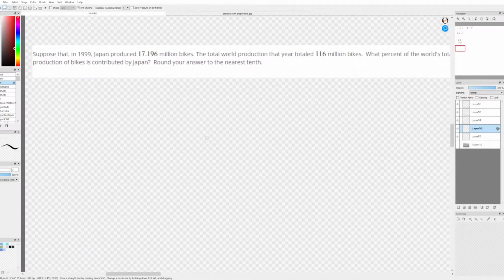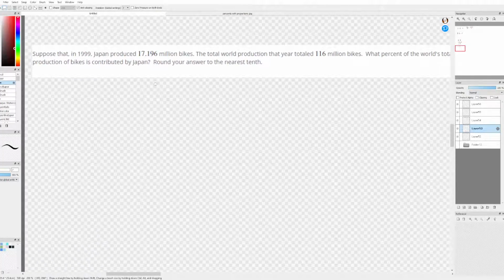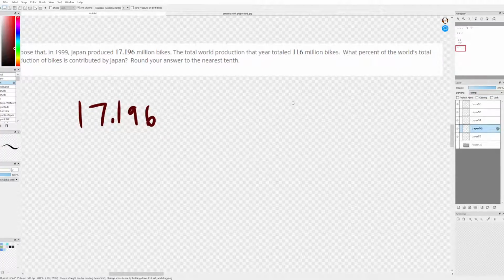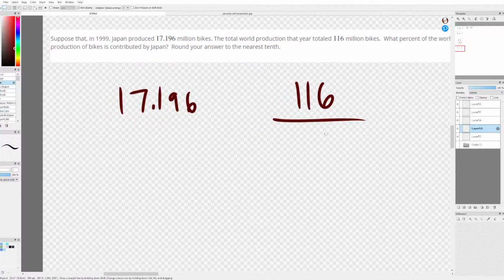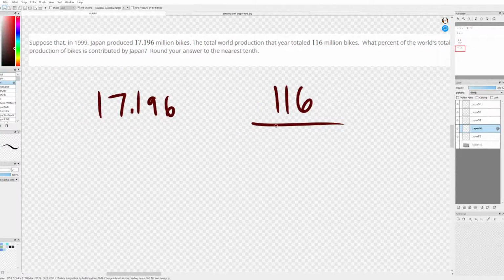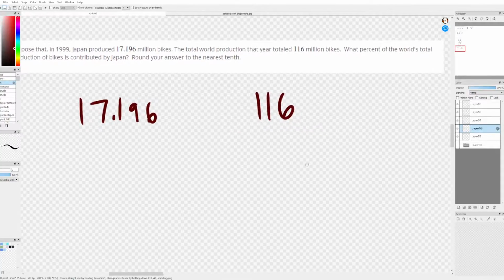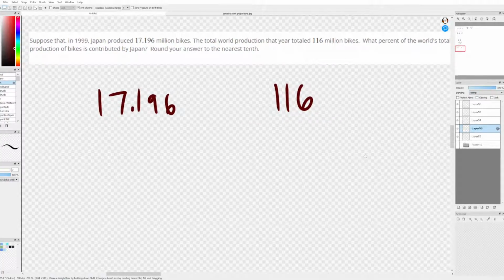Suppose that in 1999, Japan produced 17.196 million bikes. The total world production that year totaled 116 million bikes. What percent of the world's total production of bikes is contributed by Japan? Round your answer to the nearest tenth.